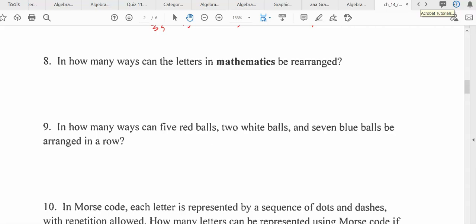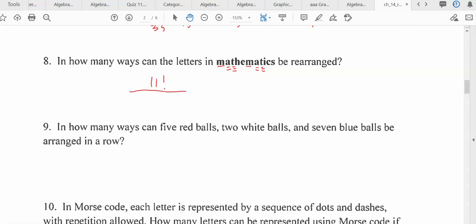So you want to look for things like repeats. I see that there's an M repeated, there's an A repeated, there's a T repeated. And is that it? So no H-E-I-C-S. Okay. So we got 3 letters repeated. So this is a case of a distinguishable permutation. 1, 2, 3, 4, 5, 6, 7, 8, 9, 10. So there are 11 letters.